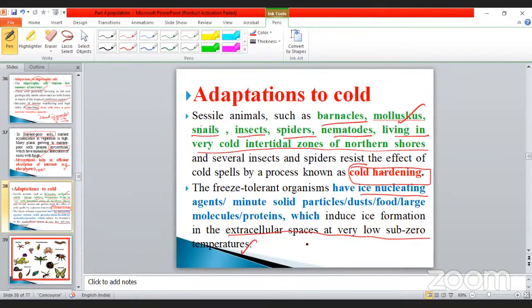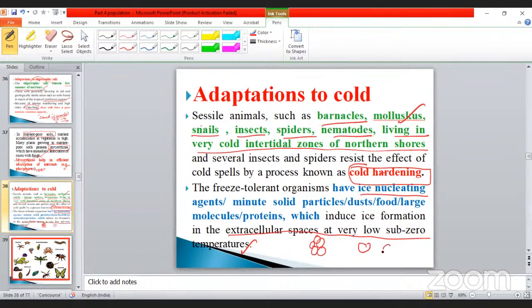Already we studied that a plant cell or animal cell is made up of cells, but in between they are compactly packed, isn't it? Some cells may be compactly packed, with no intracellular space. In this category the ice nucleating agent is also present, along with minute solid particles and dust. Food is also very important. Most of these cold-blooded animals can take only carnivorous food. Large molecules and proteins are also very important, which induce ice formation in the extracellular phase.